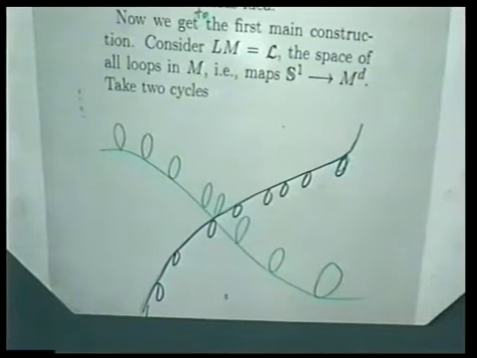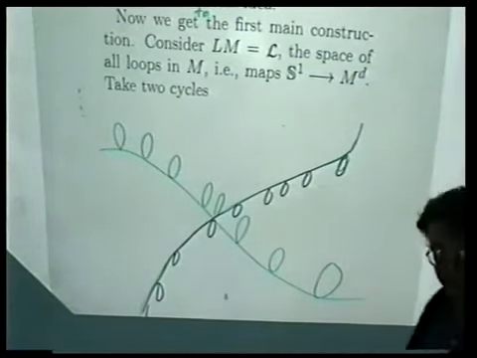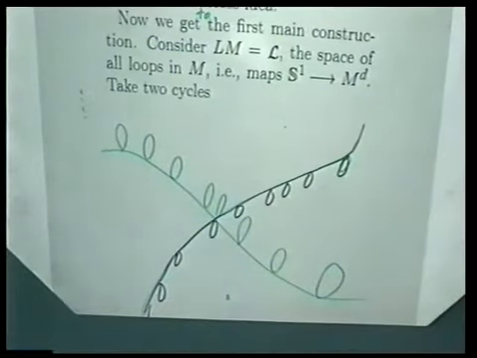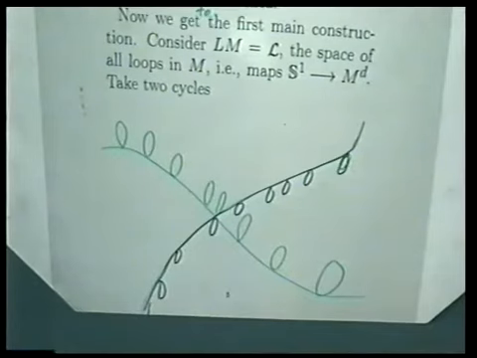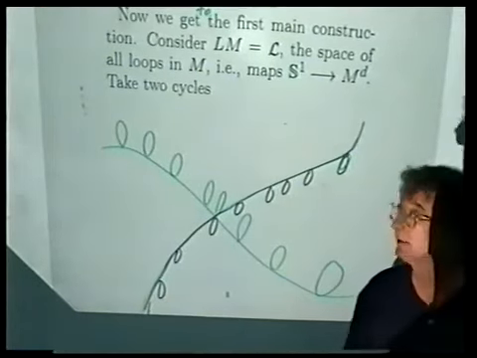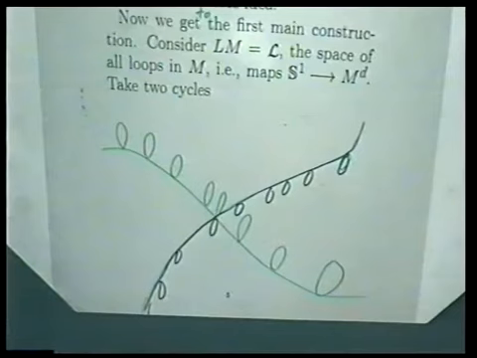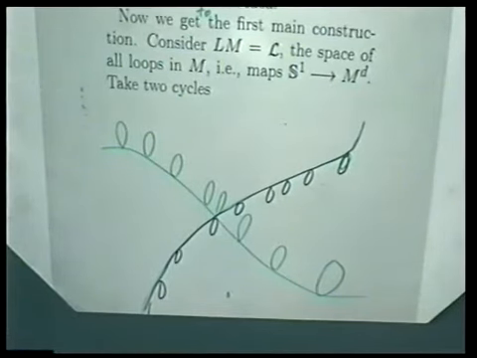And these operations satisfy the identities that I mentioned. The intersection product is commutative and associative, and this loop product is associative.